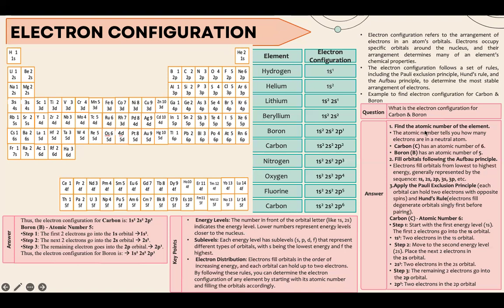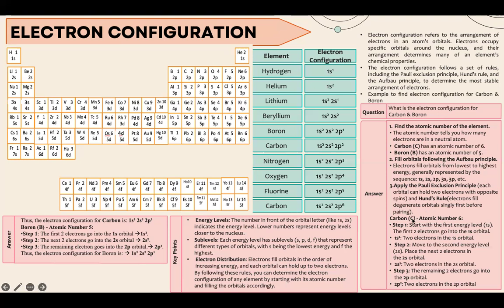First, you need to find the atomic number of the element. The atomic number tells you how many electrons are in a neutral atom. Carbon has an atomic number of 6. Boron has an atomic number of 5. Fill orbitals following the Aufbau principle. Electrons fill orbitals from lowest to highest energy, generally represented by the sequence 1s, 2s, 2p, 3s, 3p, and so on.